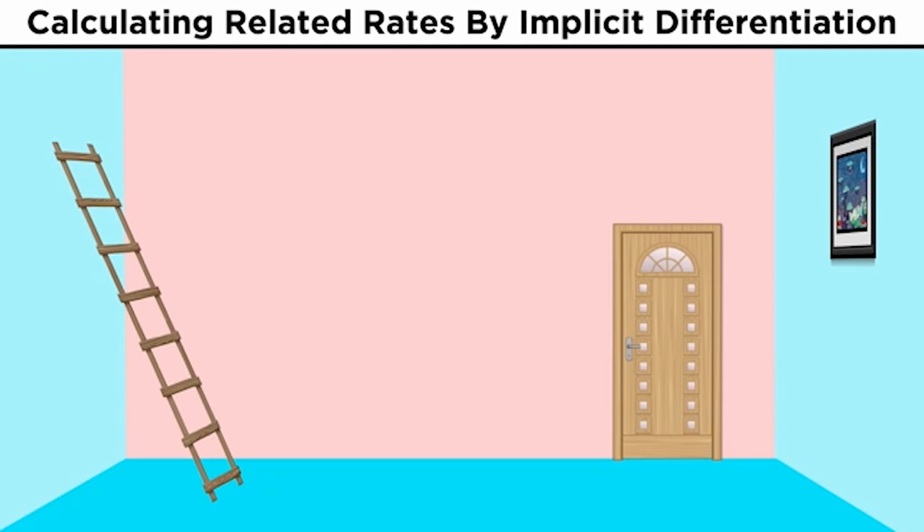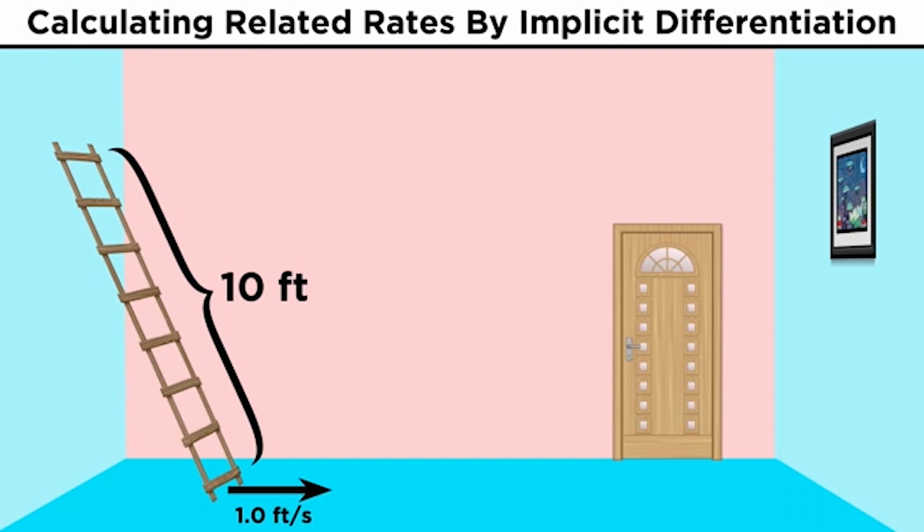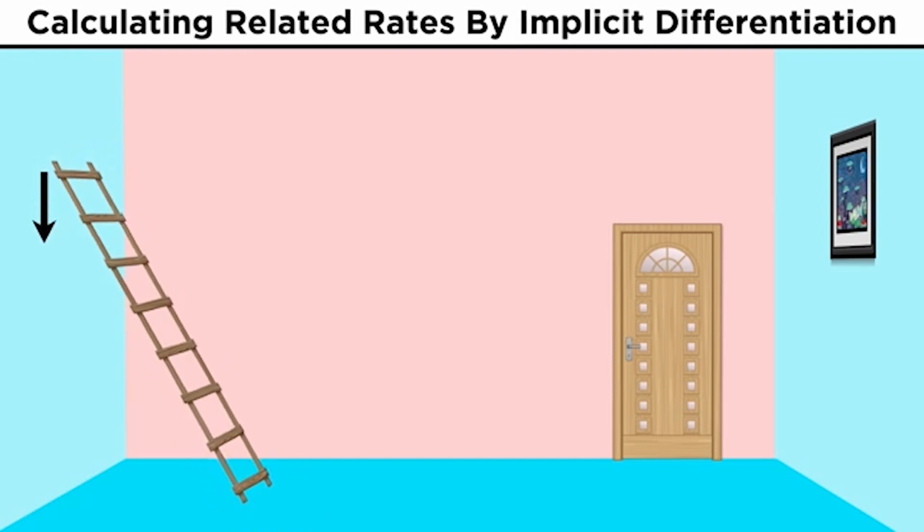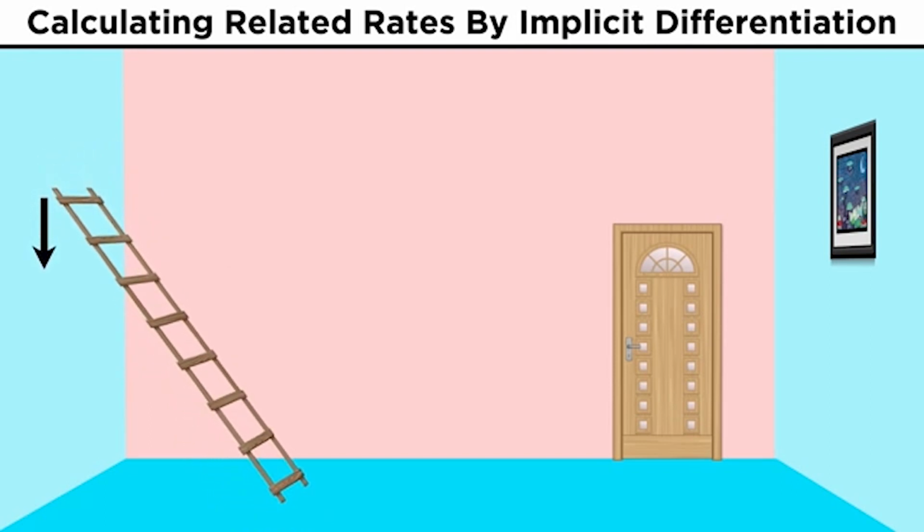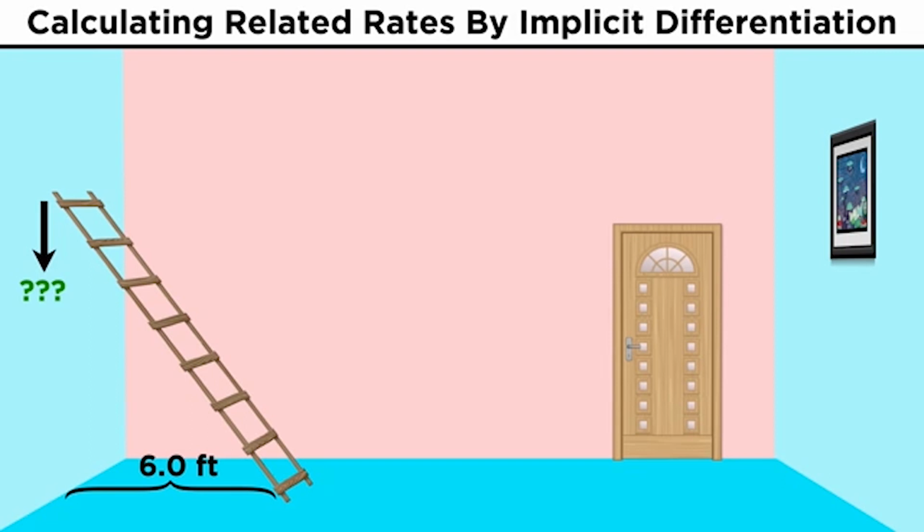Let's try another example. Say we have a ladder resting against a wall. The ladder is 10 feet long, and it is sliding away from the wall at a rate of 1 foot per second. How fast is the top of the ladder sliding down the wall when the bottom of the ladder is 6 feet away from the wall?